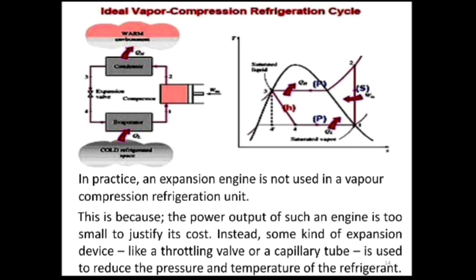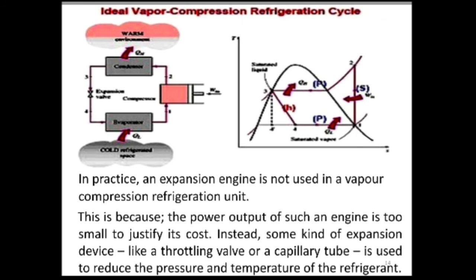which is the expansion valve. Now the area under the curve 4 to 1 represents the heat absorbed by the refrigerant in the evaporator, and the area under the process curve 2 to 3 represents the heat rejected in the condenser. We all know that, right?